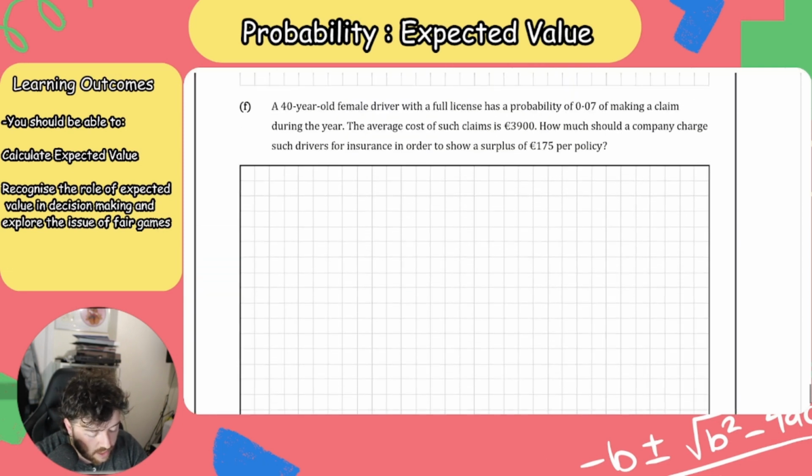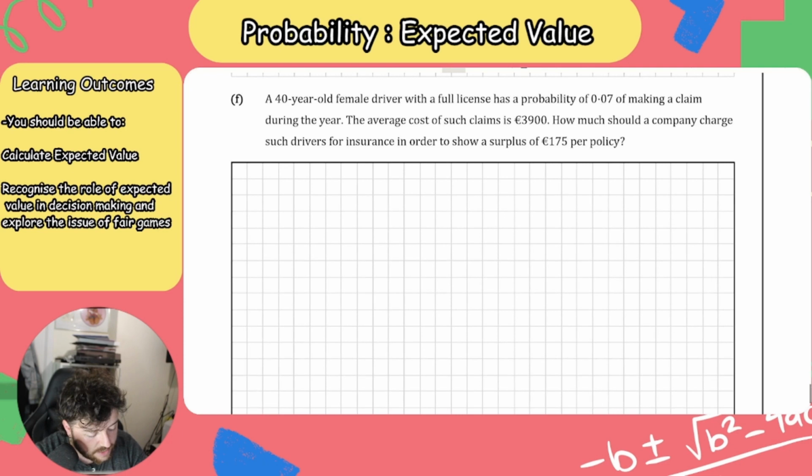A 40-year-old female driver with a full license has a probability of 0.07 of making a claim during the year. The average cost of such a claim is €3,900. How much should a company charge such drivers for insurance in order to show a surplus of €175 per policy?